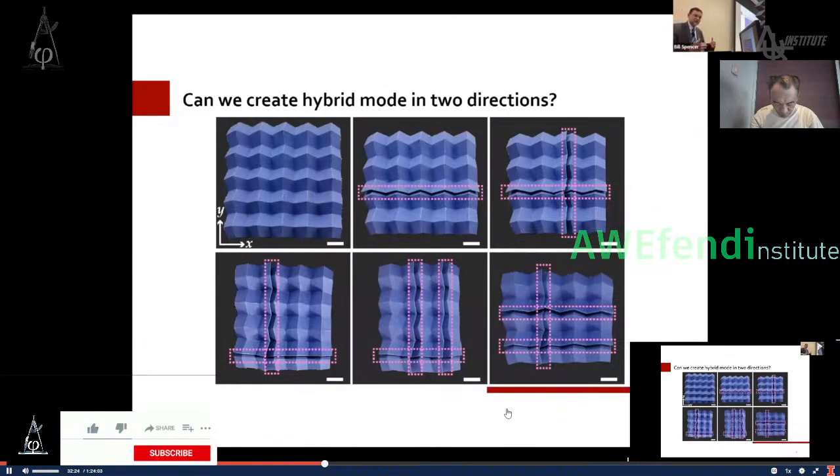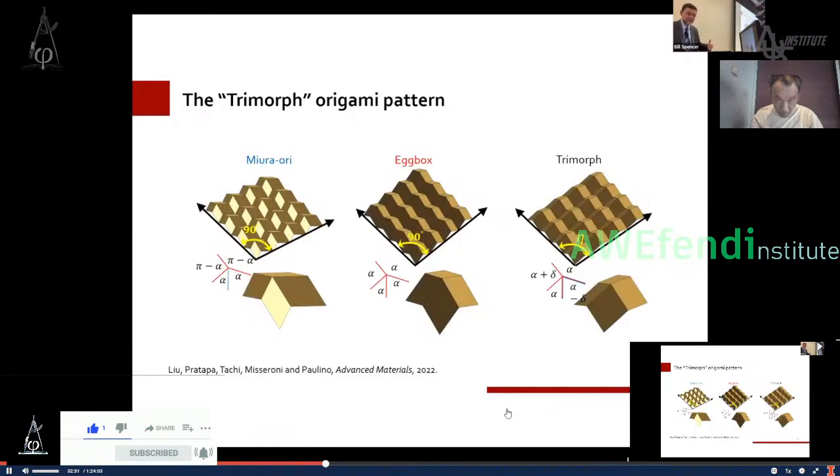But with the Miura, we are only creating hybrid modes in one direction. And the key idea is, can we do this in more than one direction? And then we did this with the trimorph pattern that is illustrated here. And these are, for comparison, I put here the Miura, the egg box, and the trimorph. Now, when we look at the vertex, we are going to have three sets of angles. These ones are alpha, and these alternate ones here, alpha plus delta and alpha minus delta.